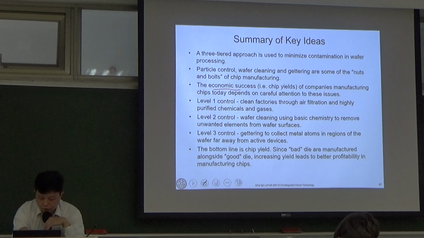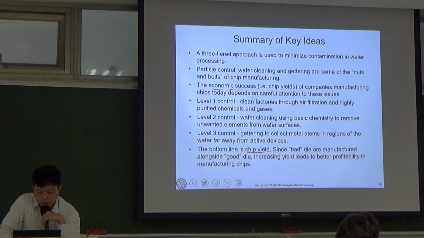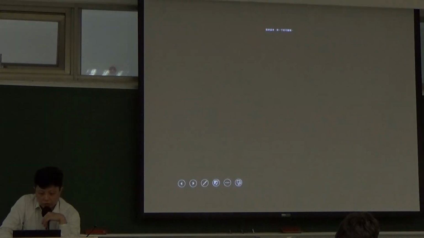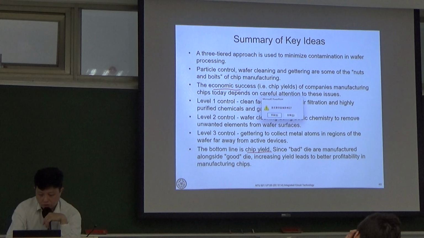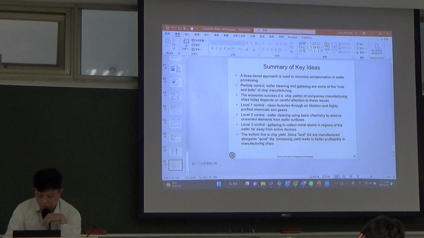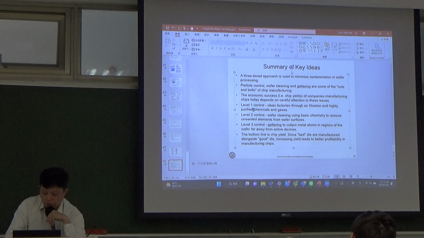There's level 1, 2, 3 control that I just mentioned. Okay, and the bottom line is the chip yield, right? So we need to make money by making good dies. Okay, so that's the end of these chapters, and we can continue to move on.